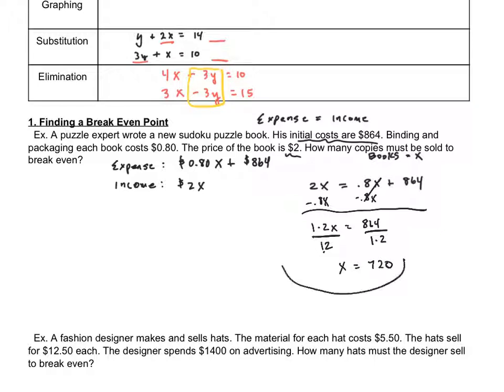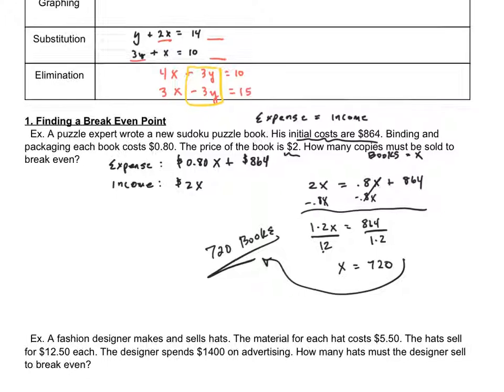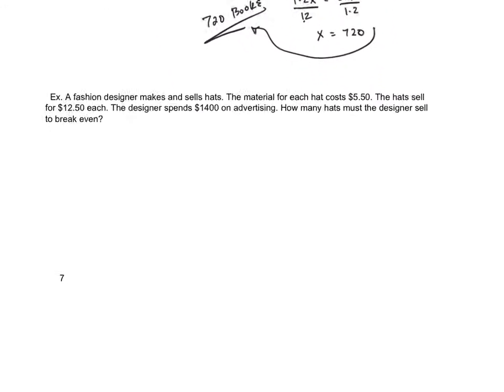And what does that equal? That means in context, the price of the book is $2. How many copies must be sold to break even? That would be 720 books to break even. Okay, break even point.